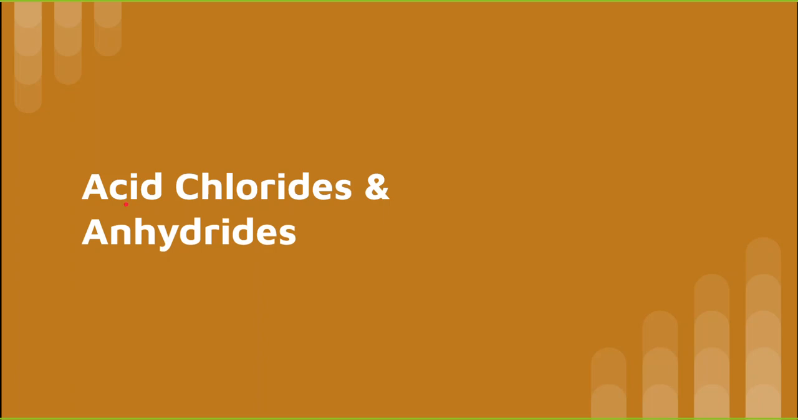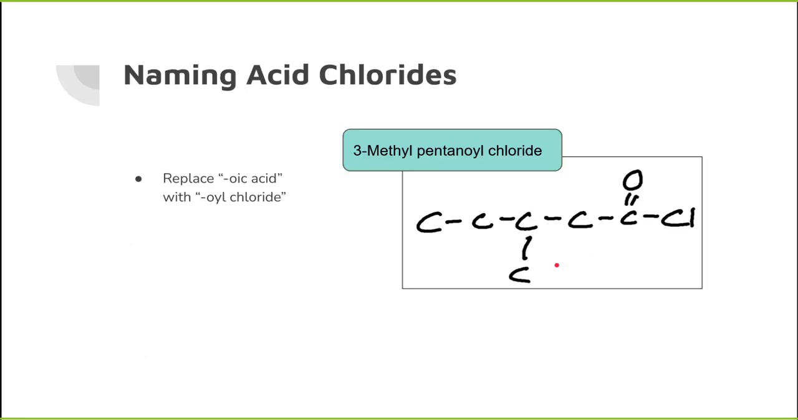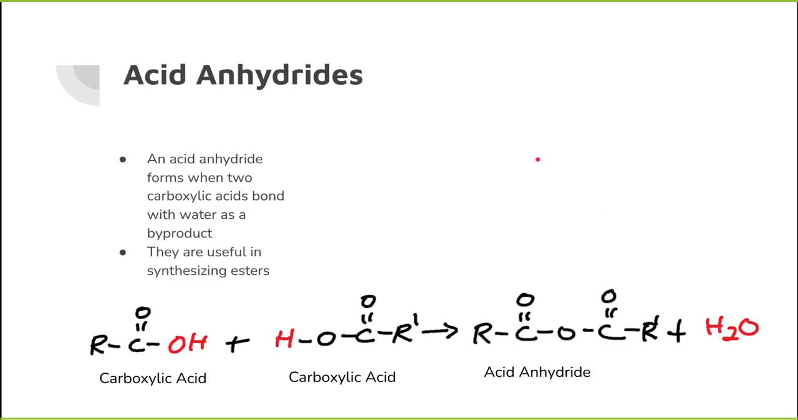I am sharing, right? Okay. So we have acid chlorides and anhydrides. Acid chlorides is what we get when we react a carboxylic acid with an inorganic chloride to form an acid chloride. You name it by replacing oic acid with oyl chloride. So we have 3-methyl pentanoyl chloride.